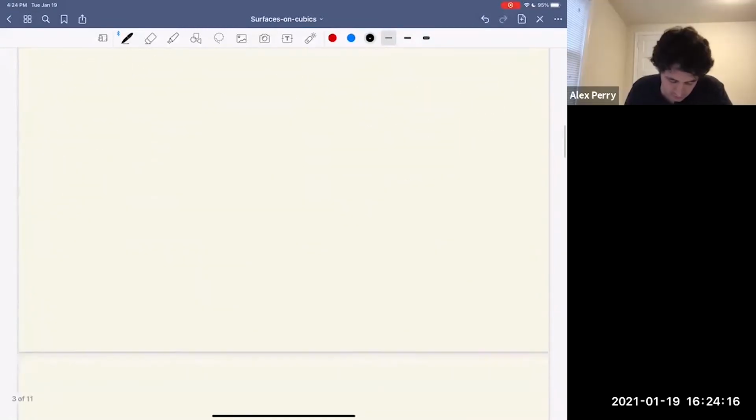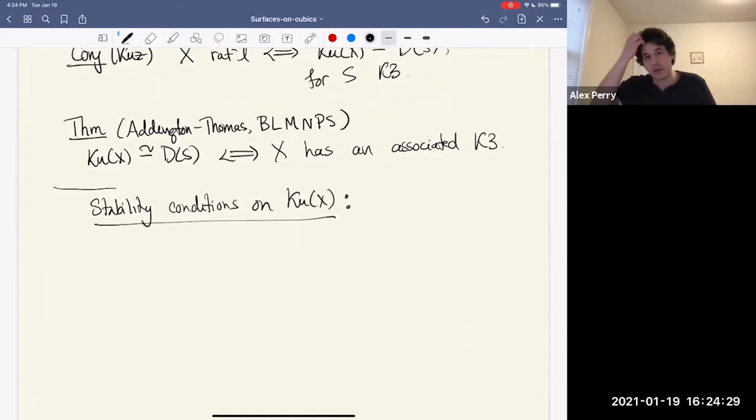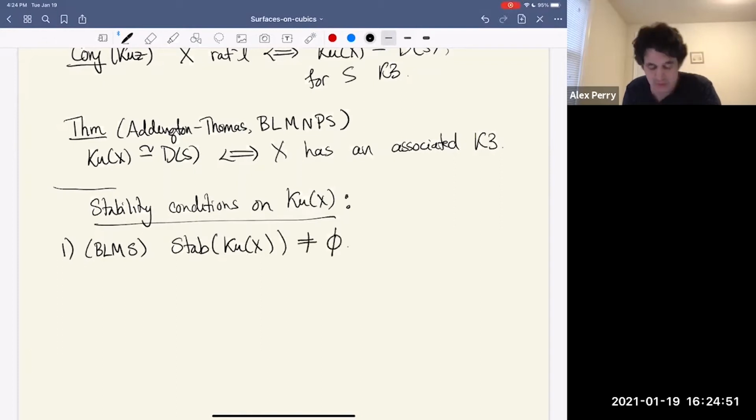So now, like I said, this is going to rely on stability conditions on this category Q of X. I'm just going to give you a summary of the known results about this that we'll need. I won't tell you all the details. The starting point is a paper of Bayer, Lahoz, Macrì, and Stellari, which shows that there do exist stability conditions on this category. I'll write it like this: the space of stability conditions is non-empty.